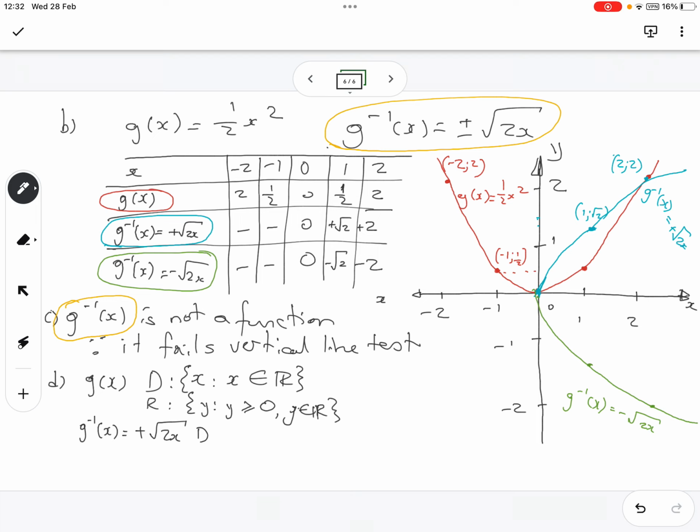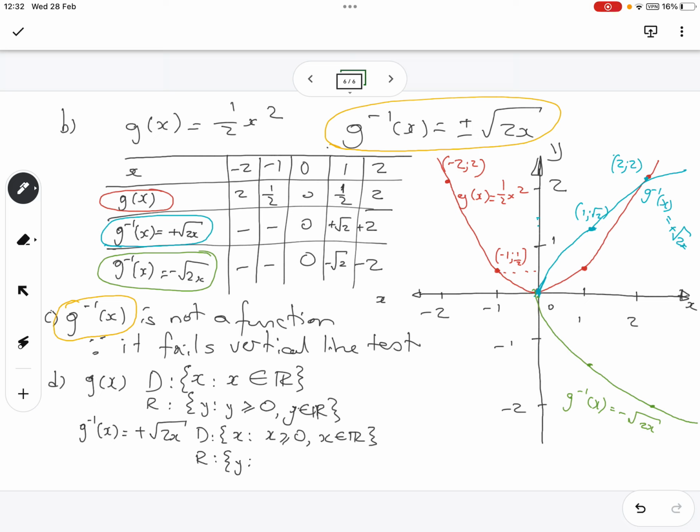What's the domain? X is greater than or equal to 0. X is definitely greater than or equal to 0, and x is an element of real numbers. And it's a real number. And the range?